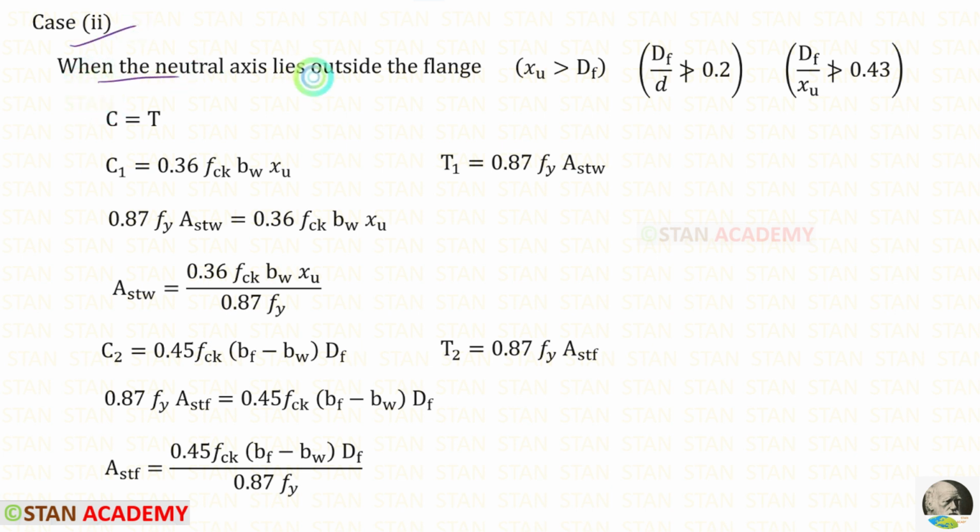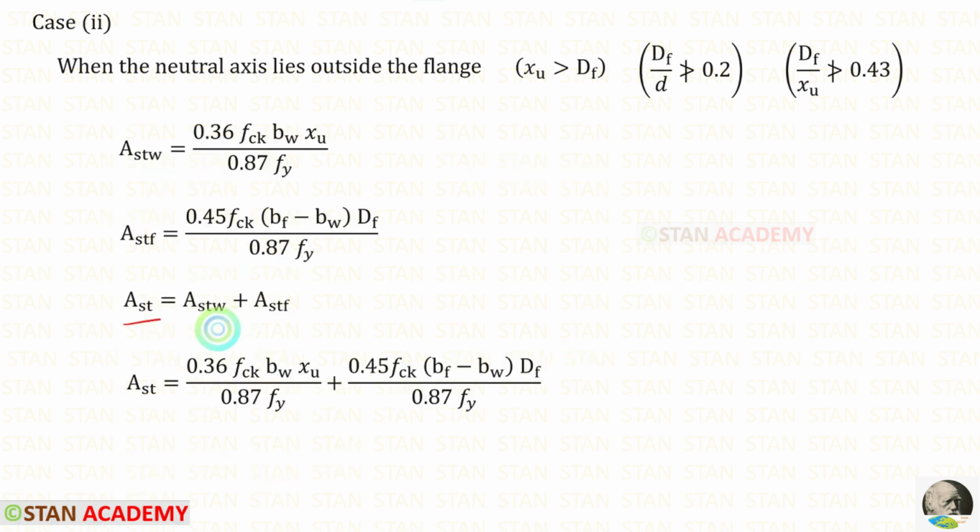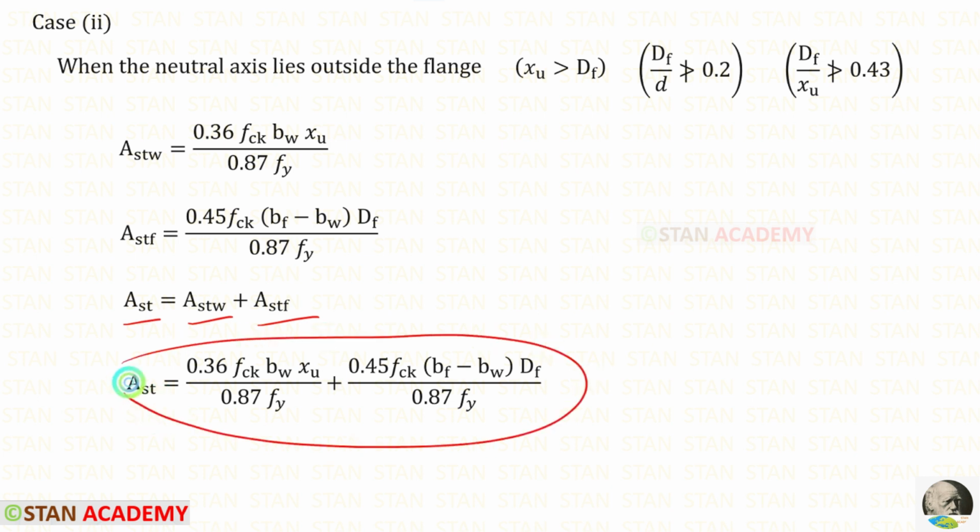When the neutral axis lies outside the flange and there are these two conditions, we can equate the compressive force with the tension force. Initially, we have found C1 and C2. For this case, T1 will be 0.87 fy Ast because it is for the web, and T2 will be 0.87 fy Ast because it is for the flange. Equating these two, we will get Astw, and then equating these two, we will get Astf. To find the total area, we need to add these two so that we will get this.